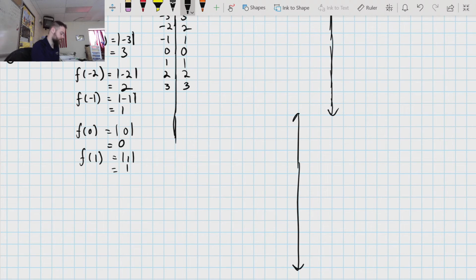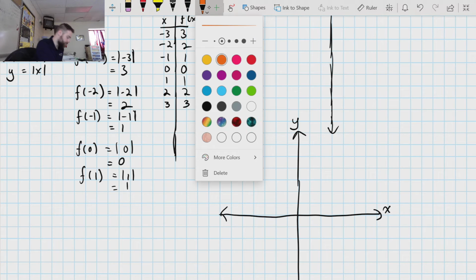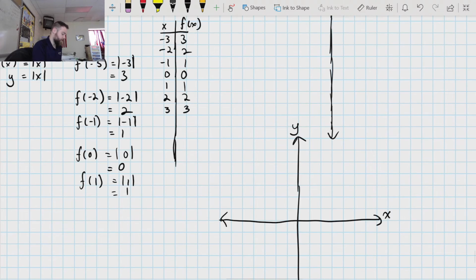So let's draw our axis here. So x and y. And what I see here is that, I'm going to do this in yellow. -3, 3 is a value, so that's that first coordinate up there. And then I'm going to start to draw the rest of these. So -2, +2, -1, +1, 0, 0, 1, 1, 2, 2, and then 3, 3.